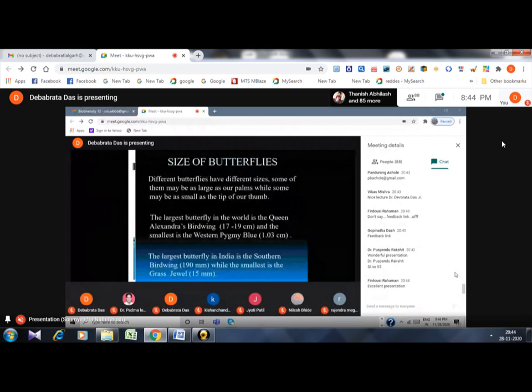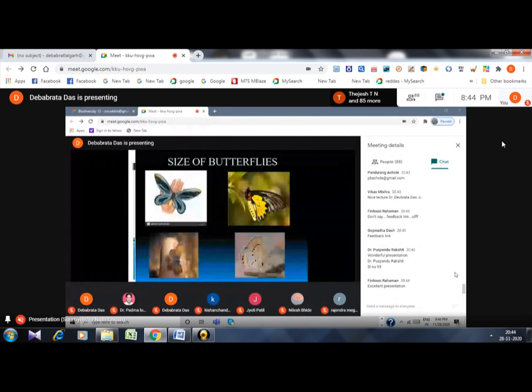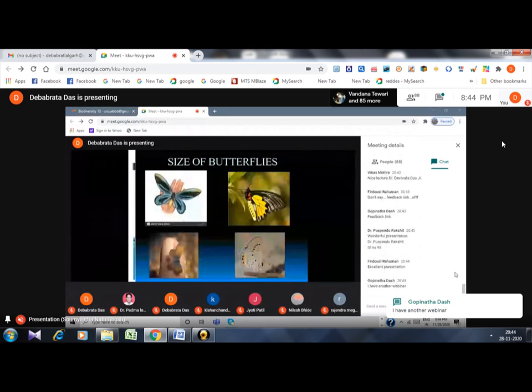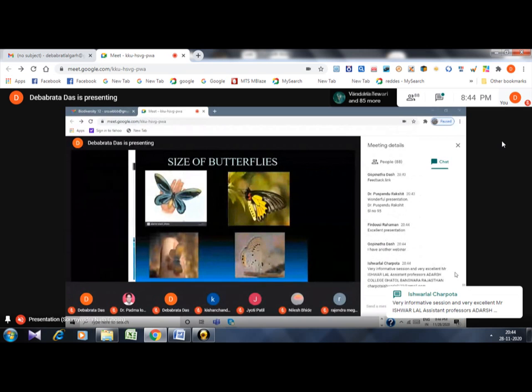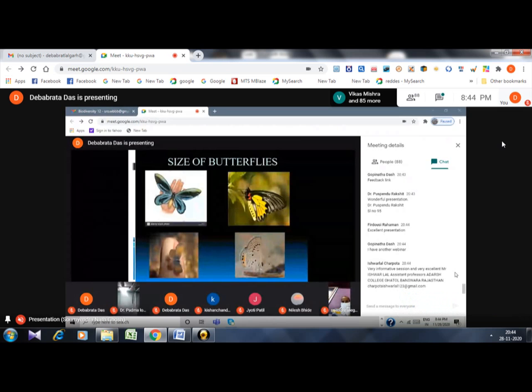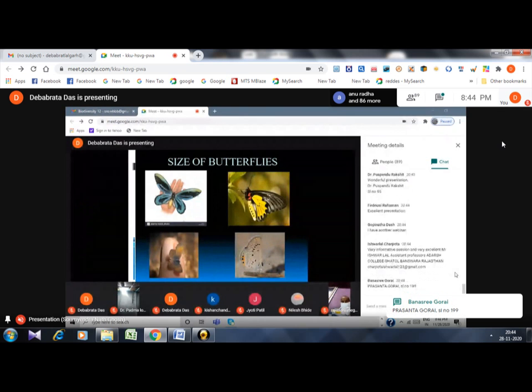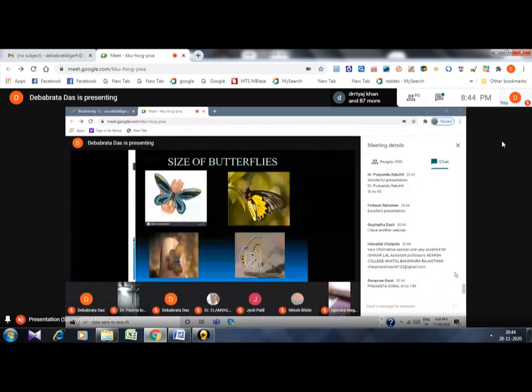You can see the picture here. In the upper left corner, you can see the big butterfly that is compared to a human palm. That is the Queen Alexandra's birdwing. This one is not so big, but a male that reached a size of 17 to 19 centimeters was also recorded in this species. Then in the top right corner, you can see the Southern birdwing, and in the bottom left corner, you can see the Western Pygmy Blue. That is very small. You can see it is compared to a human finger. And in the bottom right corner, that is the grass jewel.